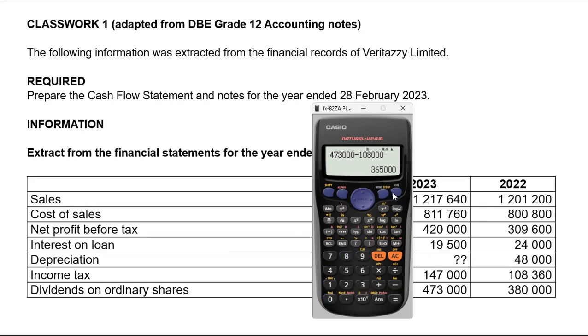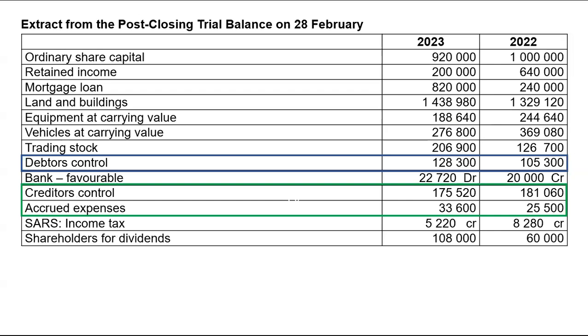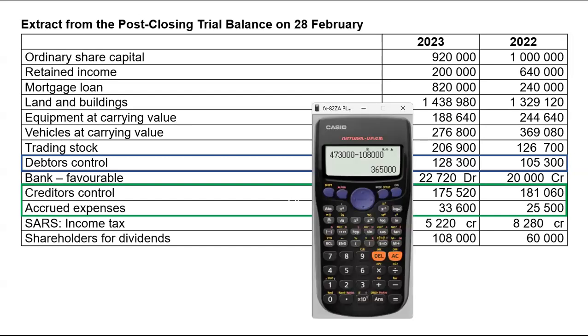It gives me interim dividends of 365,000. Then you take those interim dividends of 365,000 and add them to last year's final, which was given to you as 60,000. It will give you dividends paid of 425,000. That's a short way. Just find this year's interim, add it to last year's final, and it gives you dividends paid.